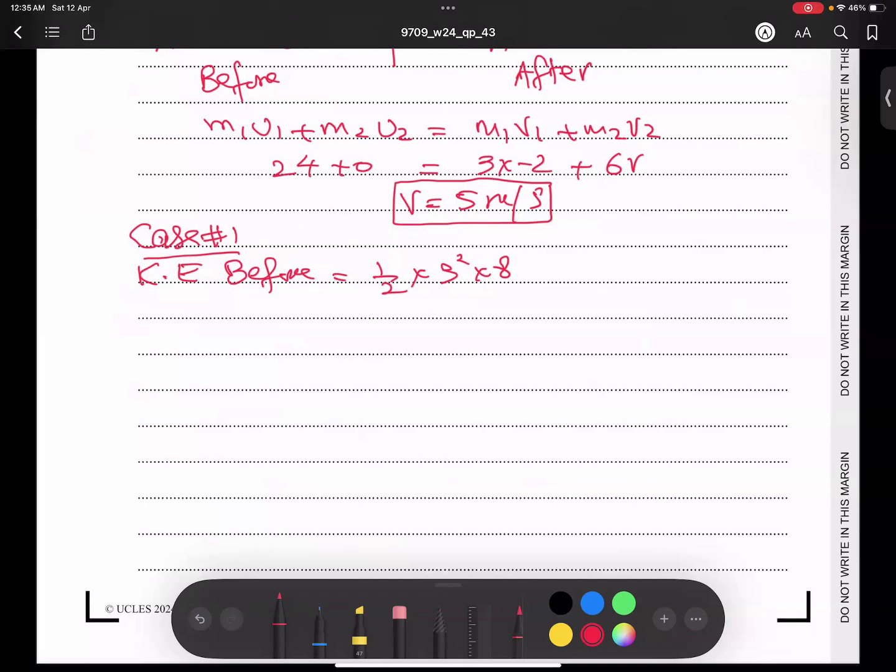Sorry, was it half? Okay, 96, because half into mv square. Sorry for that, I have to plug in this speed here. Okay, I'm getting the answer 96 joules. Okay, this is before collision for both cases. But kinetic energy after collision, after case number one.